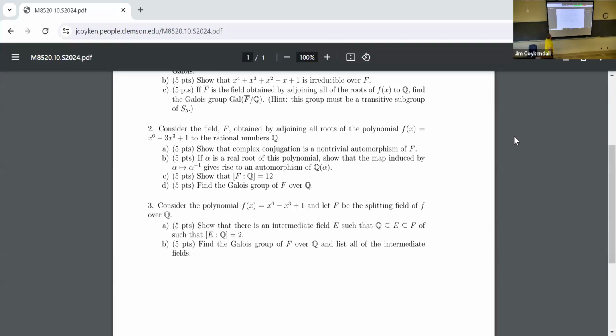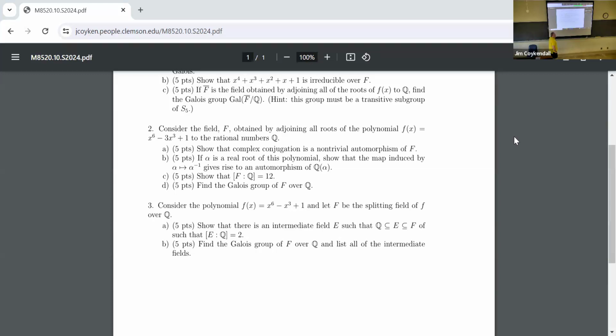And finally, consider the polynomial f of x equals x to the 6 minus x cubed plus 1. So it's just a slight variant on the previous one. And let F be the splitting field of f over Q. Show that there's an intermediate field E between Q and the splitting field of degree 2 over Q. And then find the Galois group of F over Q and find all the intermediate fields. Actually, there's not a lot of them.